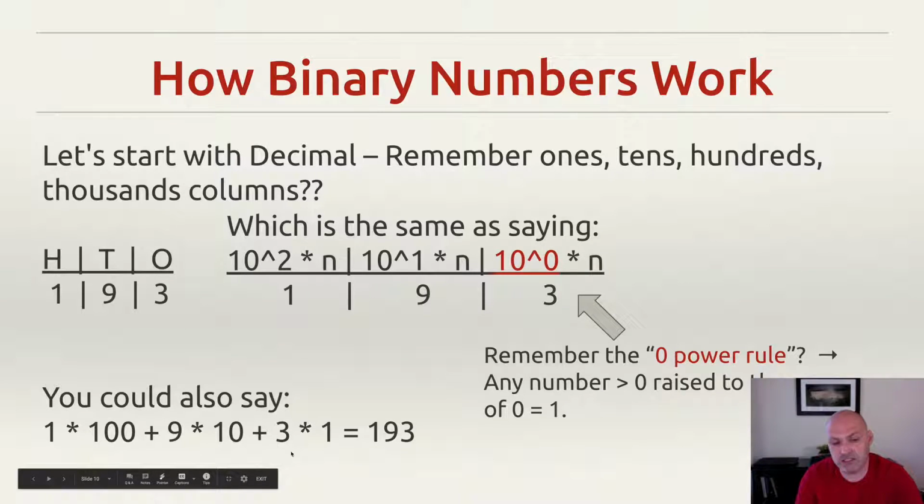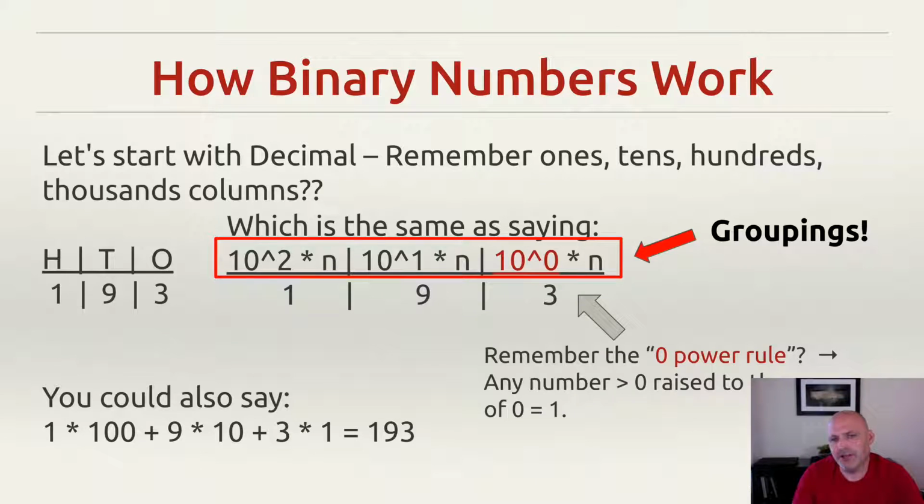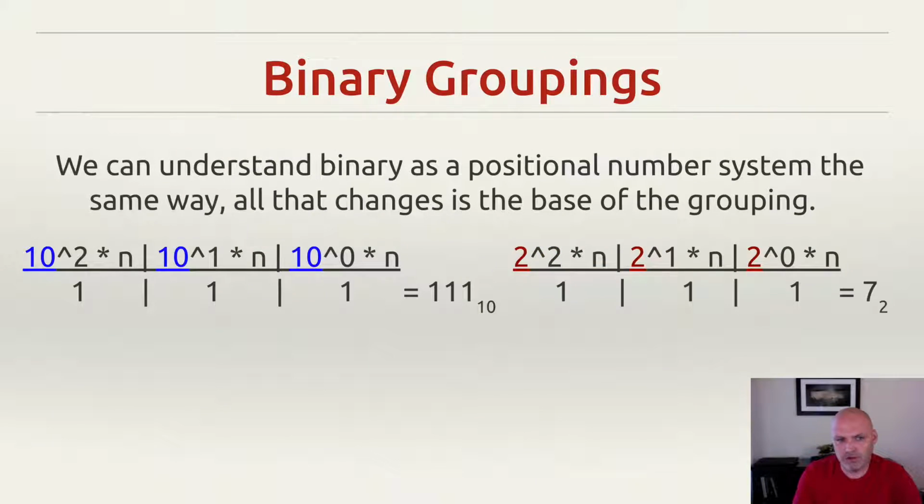9 times 10 plus 3 times 1, and we get the same 193. This should be very intuitive because, of course, we just look at this number and know this, right? We might not have broken it down this way, but this is, in fact, what we are doing. What we've learned here is that we're representing each place with what's known as a grouping. So the grouping is the weight, or the base to the power of the place, times the value represented. Now that we've broken this down, let's see how we can apply it to binary.